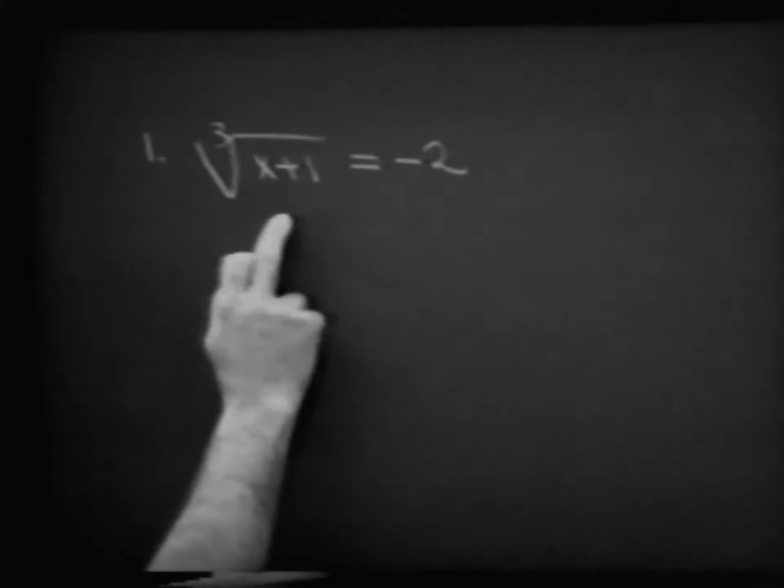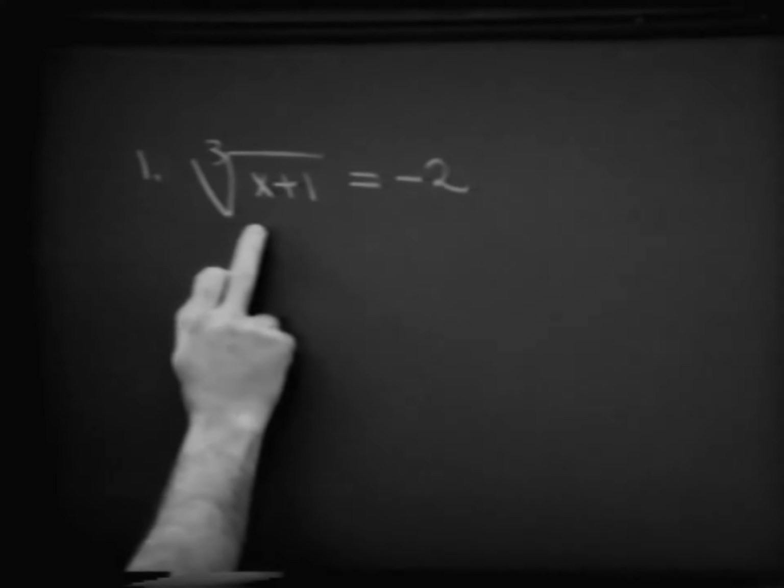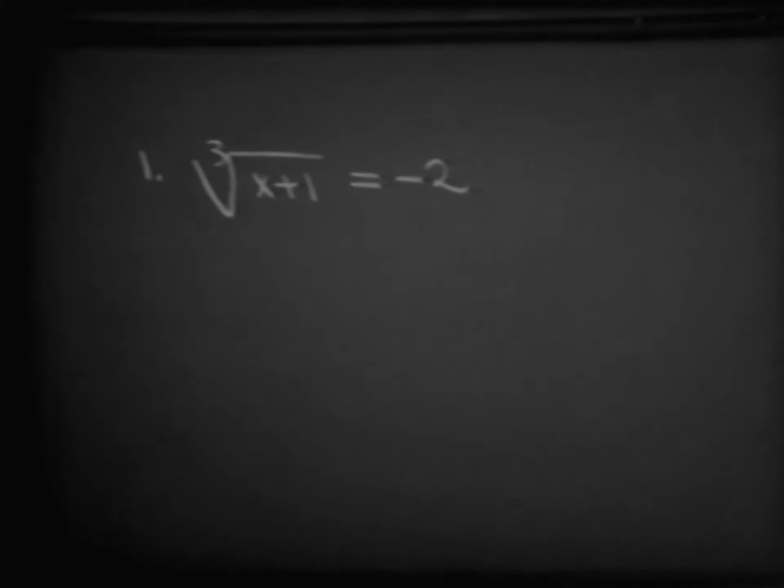Let's talk about radicals and equations today, shall we? And let's look at an example. Here we have the cube root of x plus 1 is equal to negative 2. Now notice, for the first time we see the variable under the radical sign. And that's really the problem that we are now faced with.